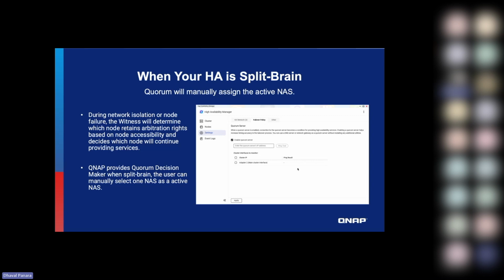Once you set that up, the quorum server determines which will be the active NAS and which will be the passive NAS, or you can select which will be the active NAS and which will be the passive NAS. So you can keep the main NAS as the active NAS, and the passive NAS will be the second NAS. That only happens in a split brain scenario where both NASs are running fine. It's just that the disconnect happened between the heartbeat connections, where both NASs think that the other NAS is offline and they're trying to take over control.